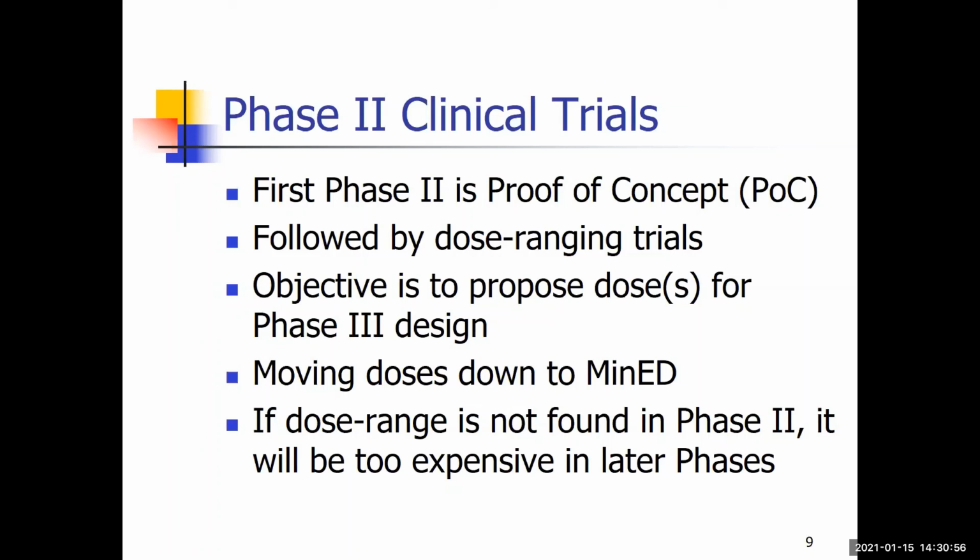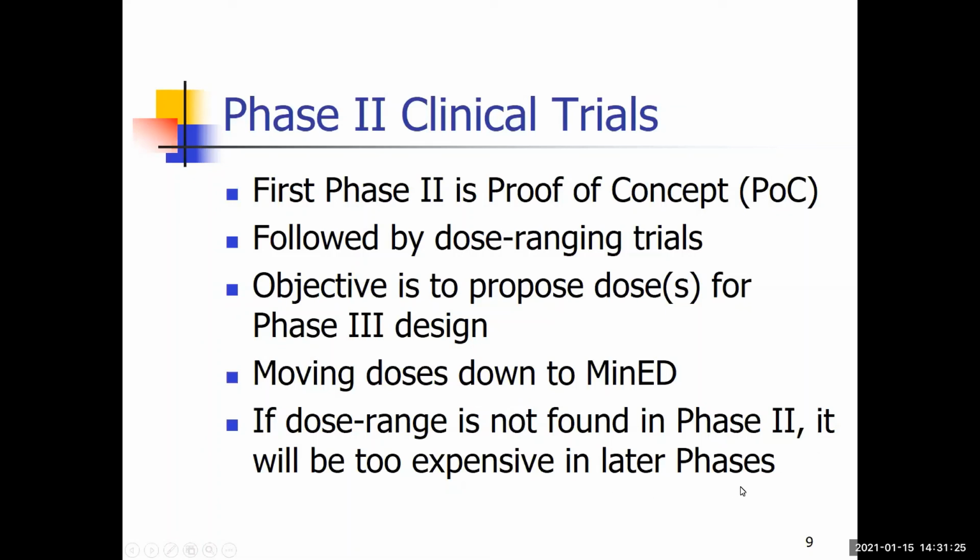All right. So the phase II objective is to propose a dose or doses for phase III design, because if you can establish the lower limit of the dose range, then you can recommend one or two or a few doses for phase III studies. The key is moving doses down to the minimum effective dose. Now, if the dose range is not found in phase II, it will be too expensive in later phases.